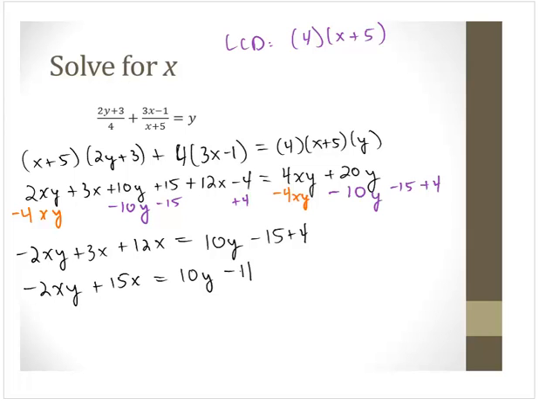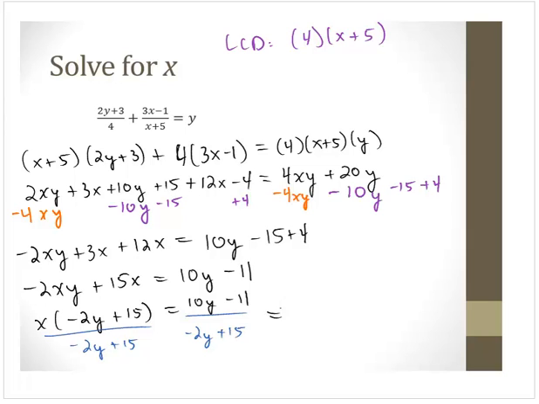Now, like I did in the previous exercise, I can factor out the x. So I'd have x times (negative 2y plus 15) equals 10y minus 11. And now I can solve for x by dividing through by the negative 2y plus 15. And so this tells me that x is (10y minus 11) over (negative 2y plus 15). I'm just going to leave it like that.